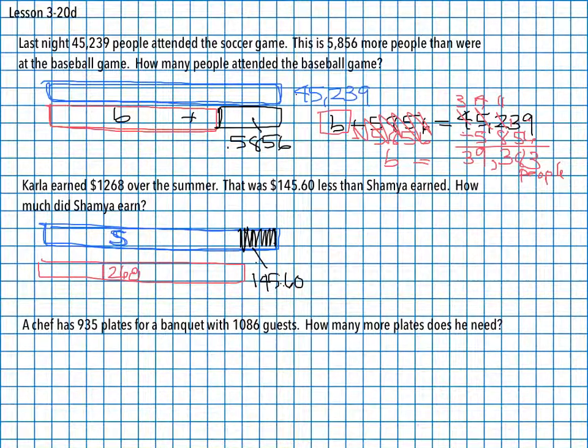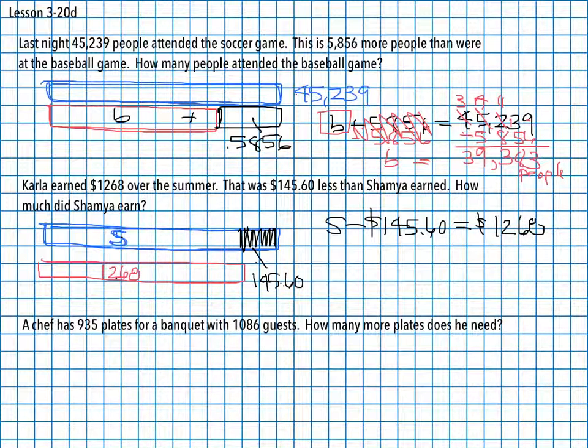So, what is our formula? Well, let's look at this. We have S, take away this, is going to be that. There's our situation equation. S, Shemaiah, minus $145.60 is equal to $1,268. Okay, ready for mathing?